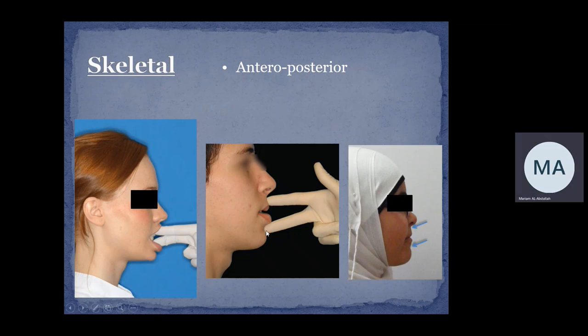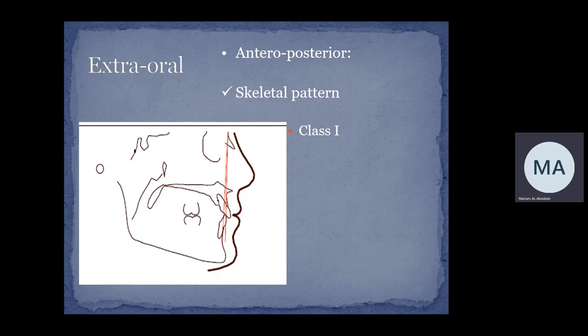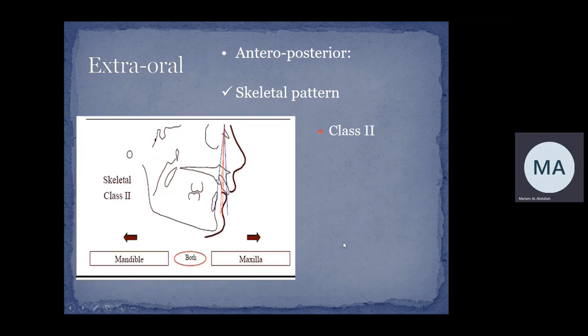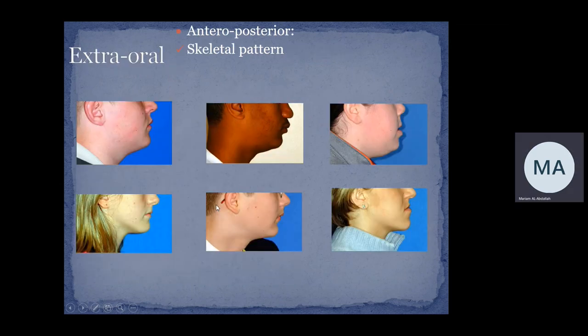Upward, that means we're trying to reach the B point. So this is a class two. Or the third way to do it is just to look at the patient profile, look at the A point and B point, and on average, check how far A point is ahead of B point. It should be 2 to 4 millimeters. So this is a mild class three skeletal pattern. So class one is when the A point is ahead of B point 2 to 4 millimeters. Class two, if it's more than that. And class three, if it's less than that.